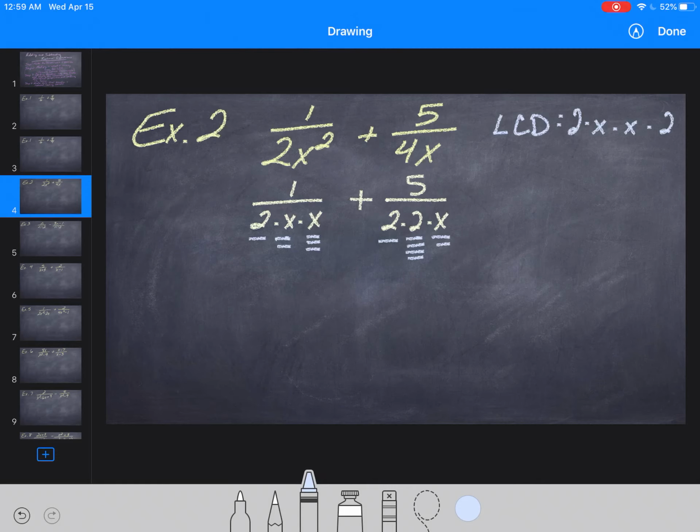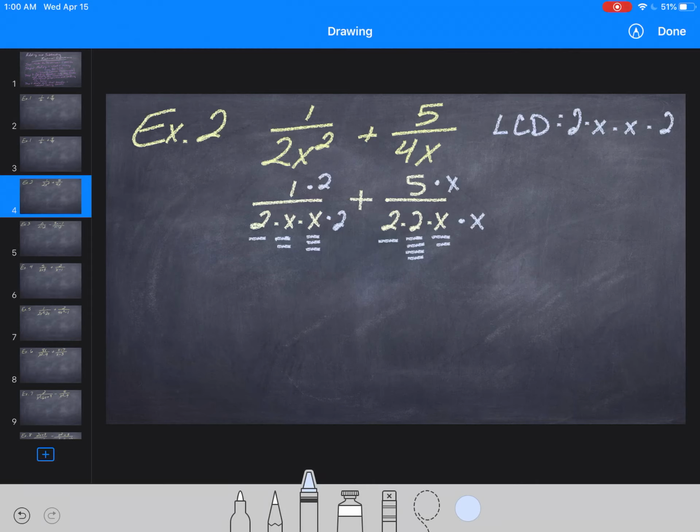Now I'm going to multiply in what's missing. Well, in my first fraction, I have a 2 times an x times an x. If I look at my least common denominator, I can see that I have a 2 missing. So I'm going to multiply in a 2 in my numerator and in my denominator. Then I look at my second fraction. My denominator is 2 times 2 times x. Whenever I look at all of those factors, I can see that there is an x missing that I need because it's in the least common denominator. So I'm going to multiply in an x in my numerator and an x in my denominator.